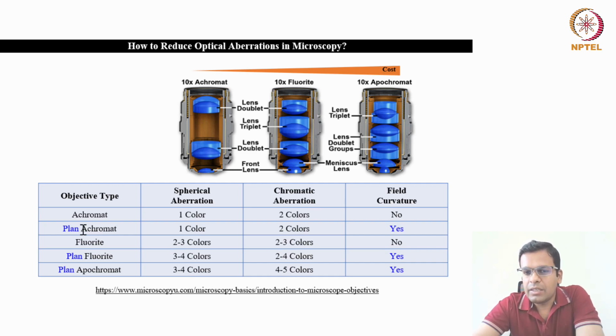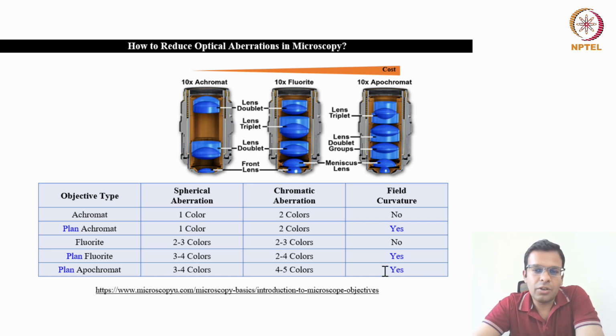Again, you can see the prefix plan with certain objective lenses, like plan achromat, plan fluorite, and plan apochromat. This plan is added when the objective is corrected for the field curvature aberration. So all the plan objectives are corrected for the field curvature aberration. So while buying an objective lens, you should pay attention to these kinds of details, that is, for which colors and spherical aberrations they are corrected.